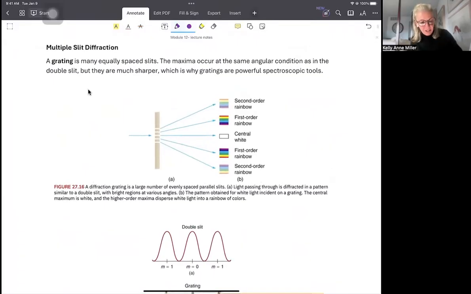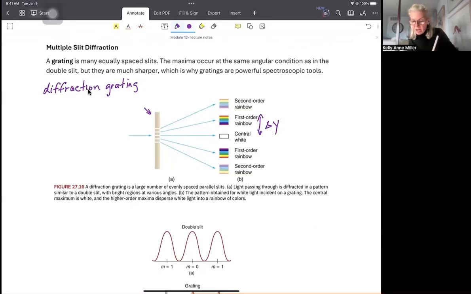you've often heard of diffraction gratings. Like, what is a diffraction grating? A diffraction grating is just something that has many slits that are evenly spaced. Okay, so this here is a picture of a diffraction grating. When you pass coherent light through a diffraction grating, you get this kind of pattern. The maxima, so the delta Y, is the exact same as with the double slit. Okay, so the equations are the same.